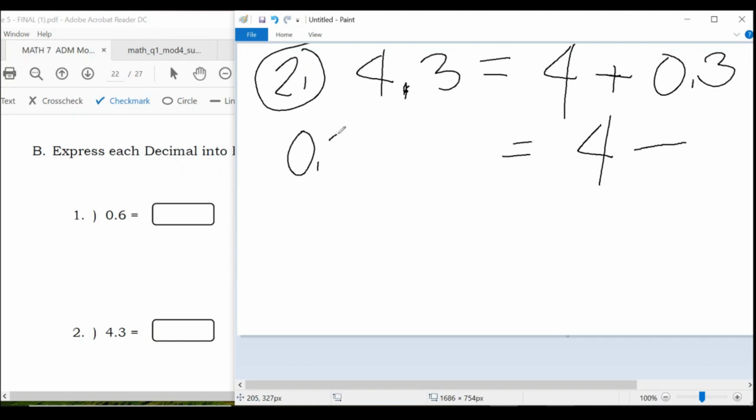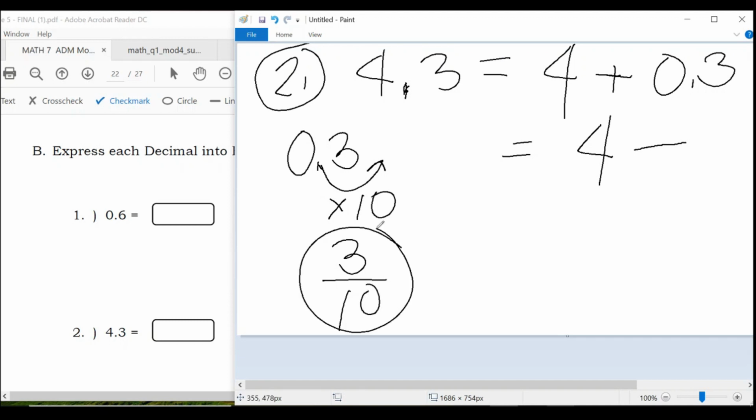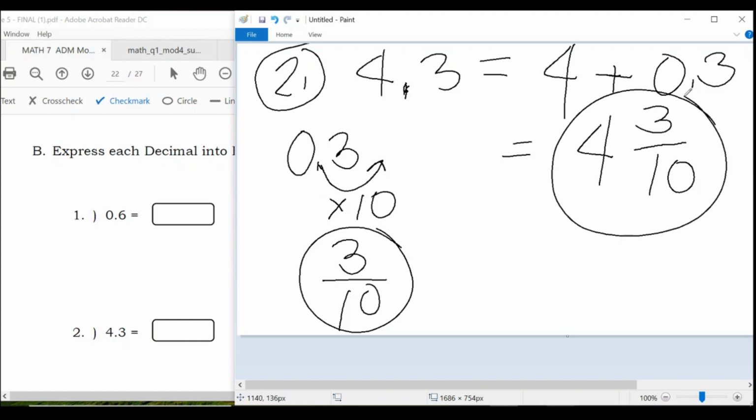So, same process po kanina. From 0.3, gagawin nating whole number 3. So, nag-move tayo sa kanya ng isang place. Ibig sabihin na nag-multiply tayo ng 10. So, in fraction form, we divide si 3 para maging 0.3 balik sa original. We divide by 10. Now, 3 and 10, may common factor ba? Si 3 at saka si 10. Wala na. So, simplest form na siya. So, therefore, our answer is 4 and 3/10. Yan ang sagot for number 2.